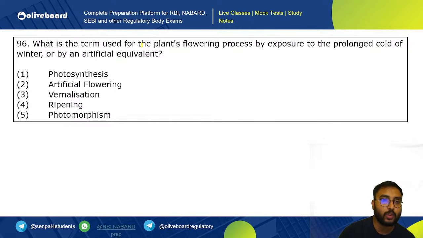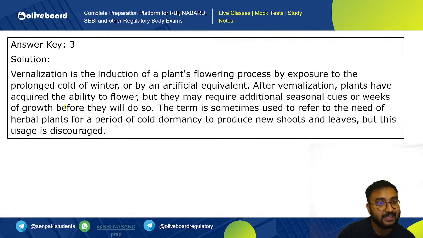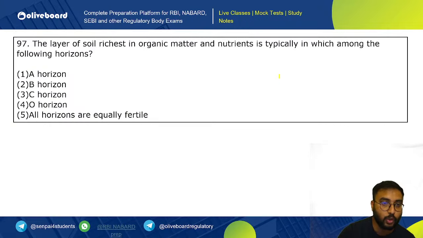What is the term used for the plant flowering process induced by exposure to the prolonged cold of winter or by artificial equivalent? Photosynthesis, artificial flowering, vernalization, ripening and photomorphism. The answer here is vernalization, which is nothing but induction of plants flowering by exposure to the cold weather. The layer of the soil richest in organic matter and nutrients is which horizon? It is A horizon, which is the topmost horizon in the soil.